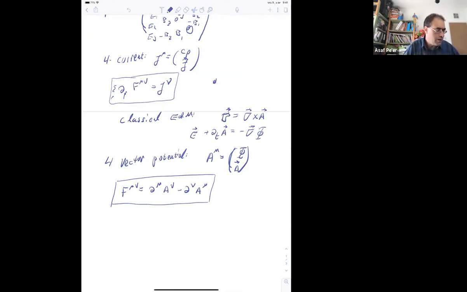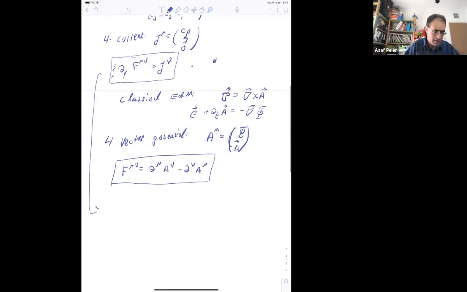Now we can use the 4-vector potential to write down the inhomogeneous Maxwell's equations, right? This equation here. If I just plug in the definition of F^{mu nu} from the second of Maxwell's equations, then we write it down as d_mu d^mu A^nu minus d_mu d^nu A^mu is equal to J^nu, right? I just use both of them to write down this equation.